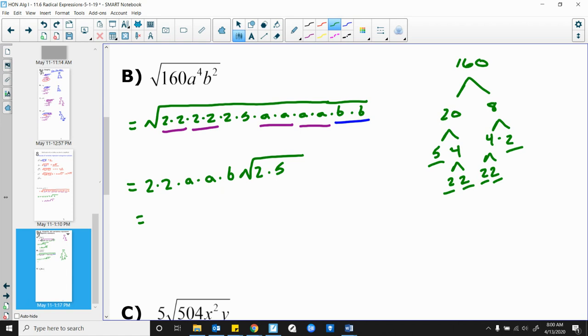Okay, so on the outside, I'm going to do all of this. 2 times 2 is 4. And then A times A is A squared. And then there's just the B that'll go out front. And then square root of 10. So my answer is 4A squared B times radical 10.